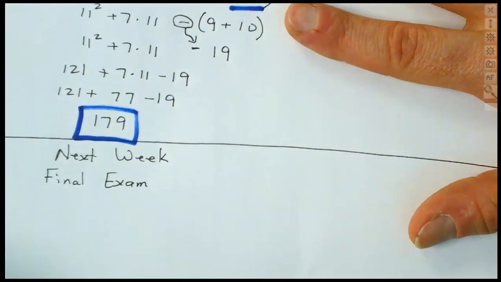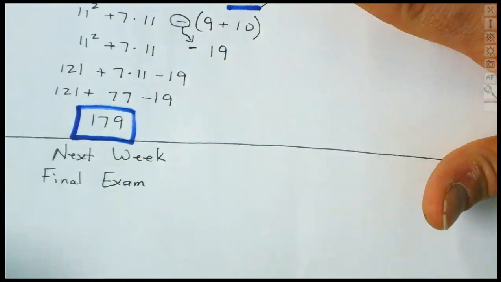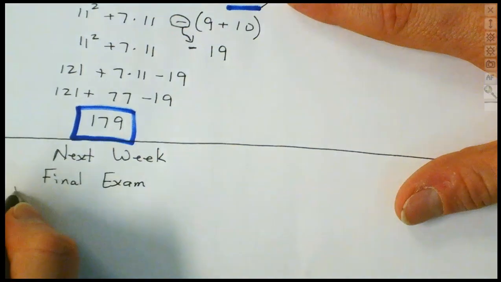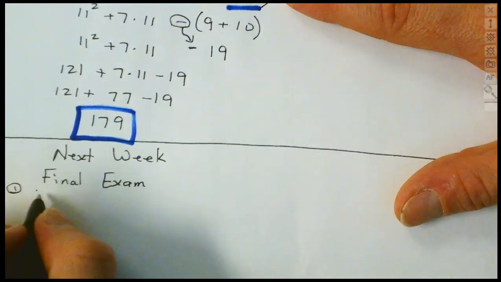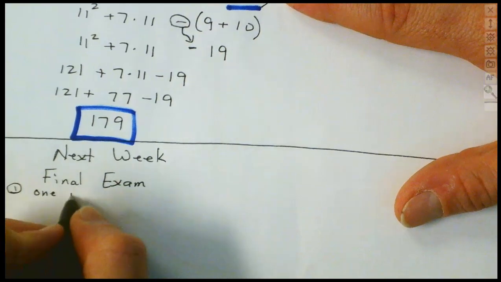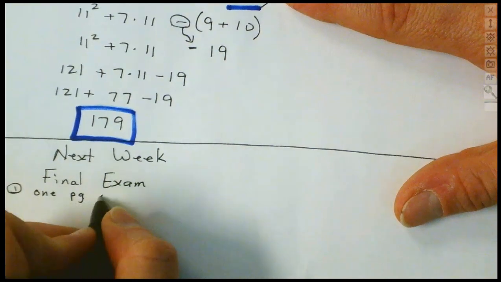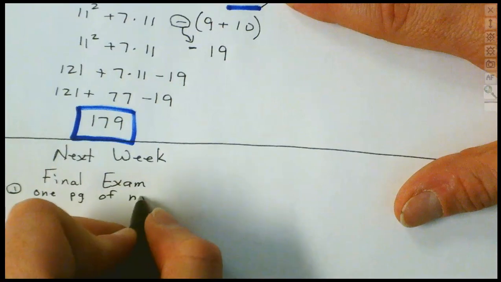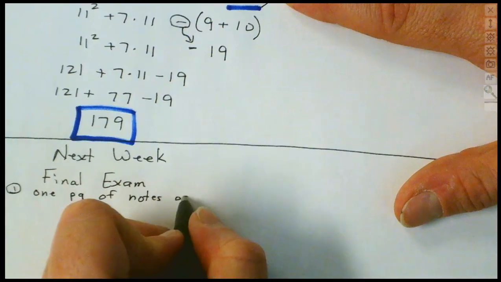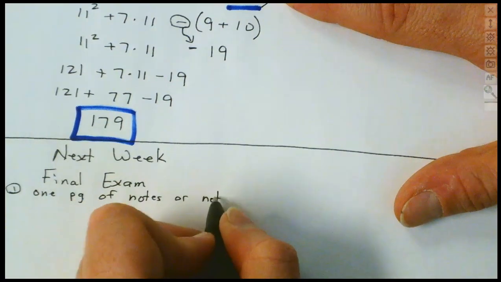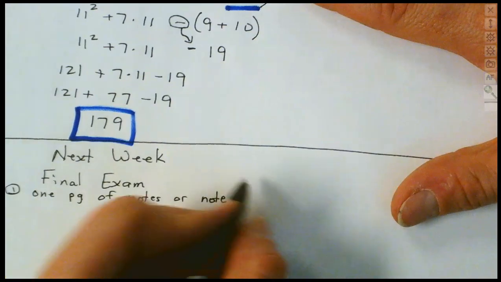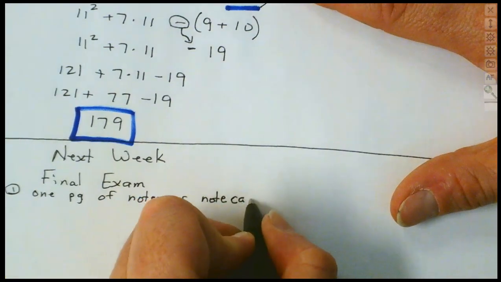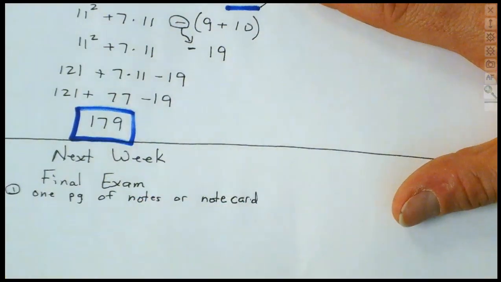And on your final, what can you bring? What can you have on your final? For your final, you can have a page of notes, or note cards. If you want to bring in 15, 20 note cards, that's fine. If you want to do each one on a note card, that's fine too. So you can have either one page of notes or your note cards.